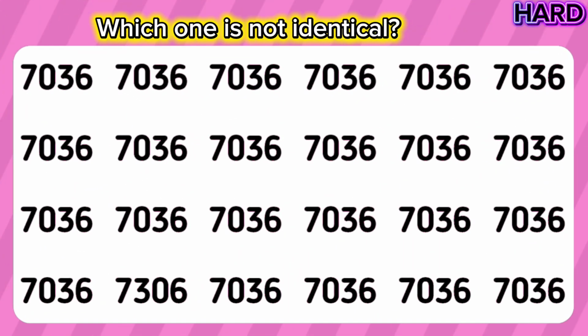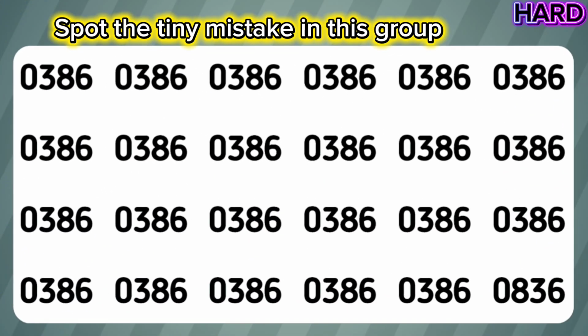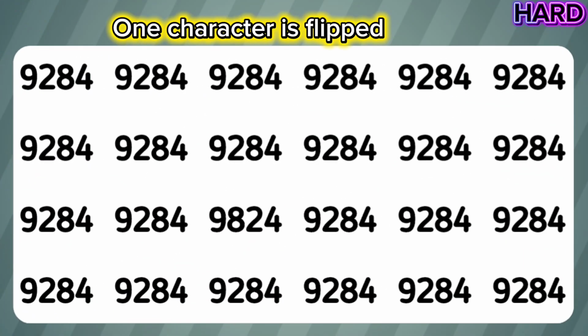Which one is not identical? Find it within given time. The time is over and your number is here. Hey genius, spot that tiny mistake in this group. The time is over and the chain number is here. One character is flipped. Can you find it within given time?